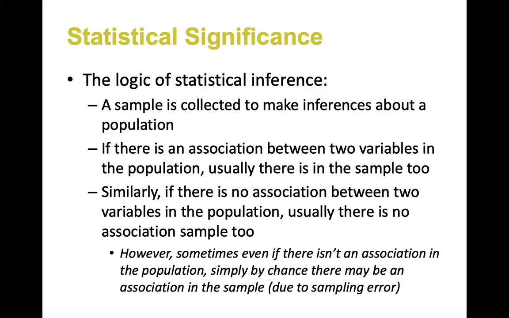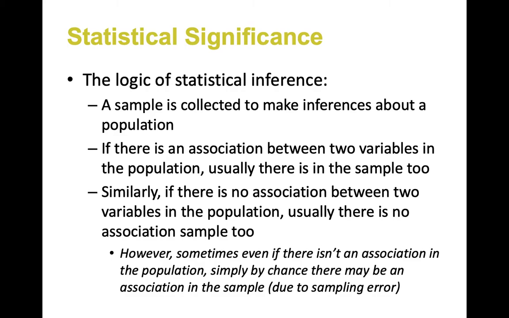Statistical significance refers to the conclusion that researchers make regarding how probable it is that they would get a correlation of a particular size just by chance, assuming that there's not a correlation in the real world. Okay, so it's a somewhat backwards way of making an inference. Okay, so the logic goes like this.